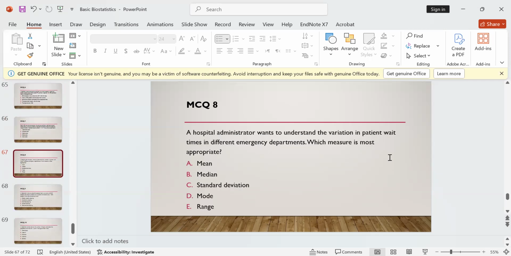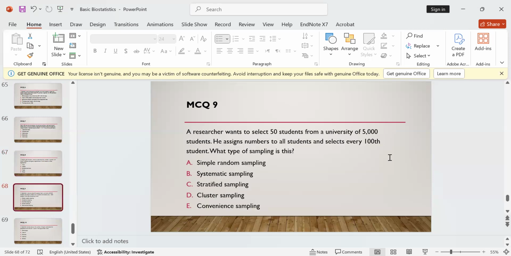MCQ number 8. A hospital administrator wants to understand the variation in patient weight in different emergency departments. Which measure is most appropriate? A. Mean, B. Median, C. Standard deviation, D. Mode, or E. Range. The answer is C, standard deviation.